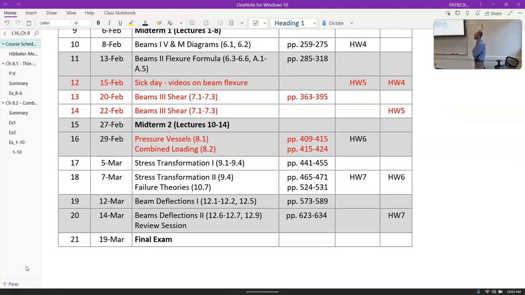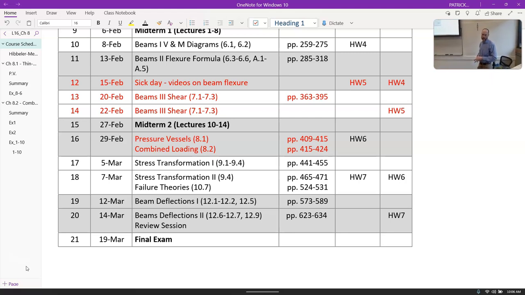So today's going to be sort of a combination. We're looking at chapter 8. Chapter 8's got two parts. Pressure vessels, first section, 8.1. It's just a unique loading scenario that's encountered in industry. So we will want to look at that, and it'll round out all the various types of loading that we have on typical structures.